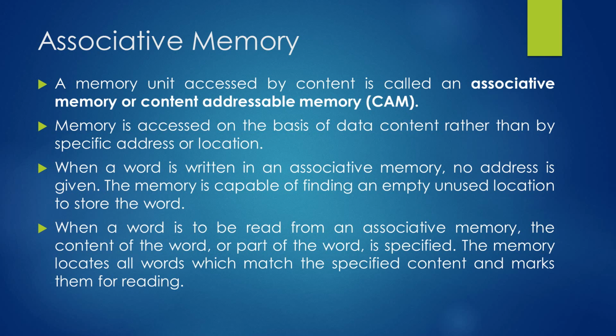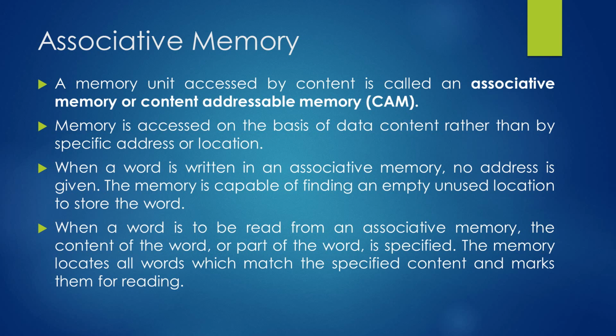Now let's see how it is read. When a word is to be read from an associative memory, the content of the word or a part of that word is specified first. The memory locates all the words which match that specified content and marks them for reading. Now let's see the diagram.